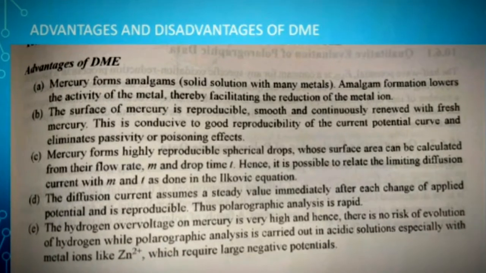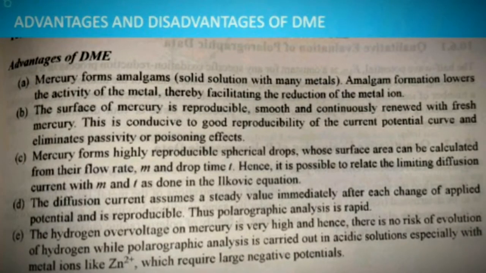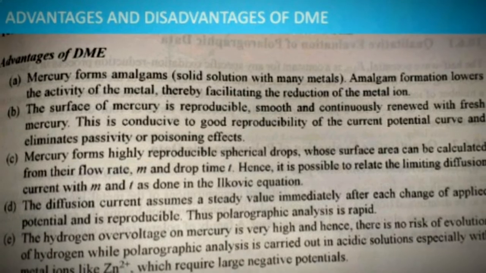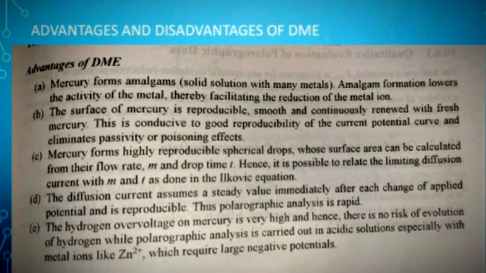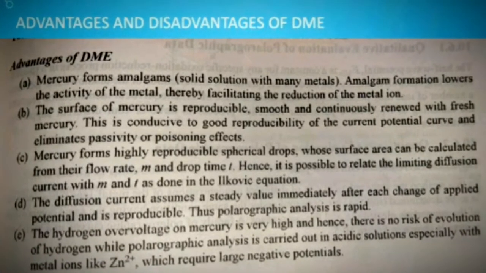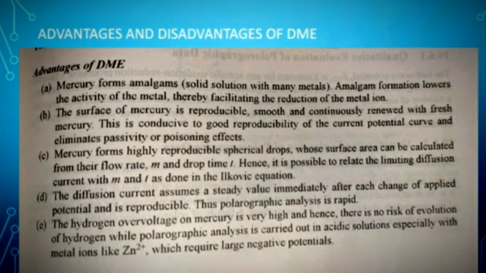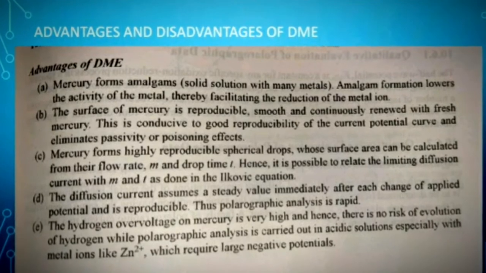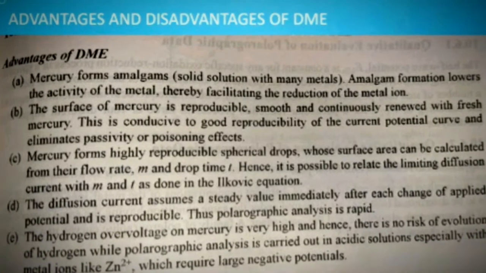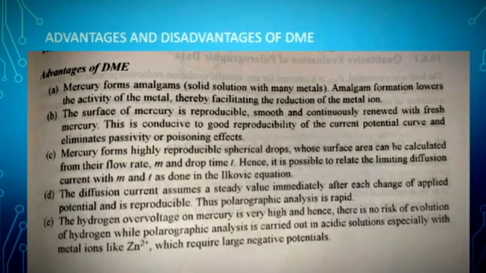Now let's look at the advantages of using the dropping mercury electrode. The first point says that mercury forms amalgams, that is, a solid solution with many metals. And this amalgam formation lowers the activity of the metal, thereby facilitating the reduction of the metal ion. So the entire procedure of polarography is based on the reduction that happens at the cathode. Hence, using a dropping mercury electrode containing mercury can increase the rate of this reaction.